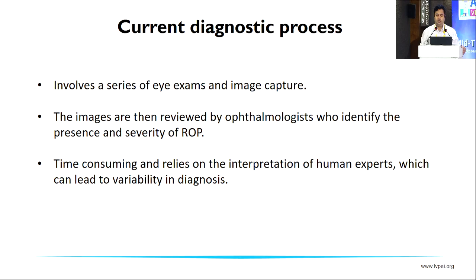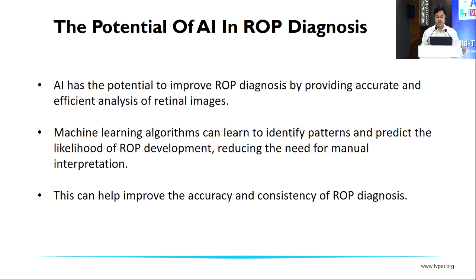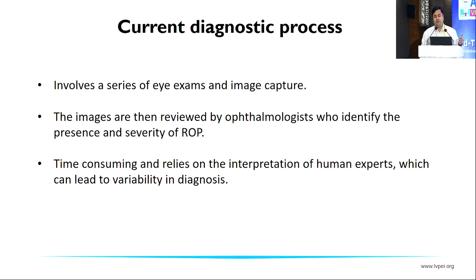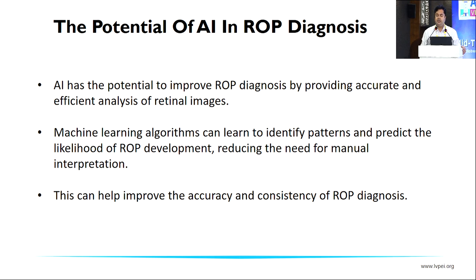So coming to the talk per se, current diagnostic procedures involve a series of eye examinations and image capture, and these images are then seen by someone else. This is basically the teleophthalmology model of what we currently do in ROP screening: a technician screens the eyes, and we sit at the center and assess whether the child has ROP or not, right? This is time consuming, relies on interpretation of human experts, and human errors can also happen. So AI has the potential to improve ROP diagnosis by providing accurate and efficient analysis of retinal images. You don't need a human factor here.